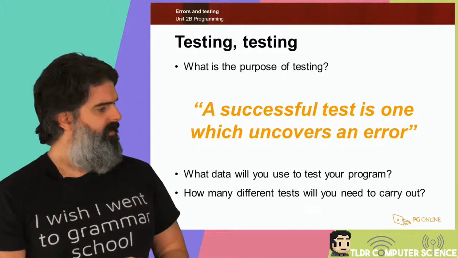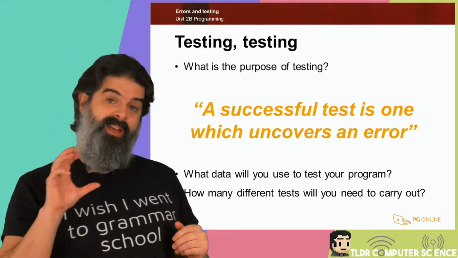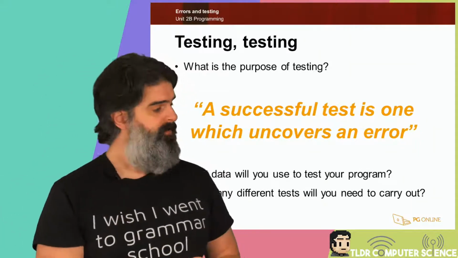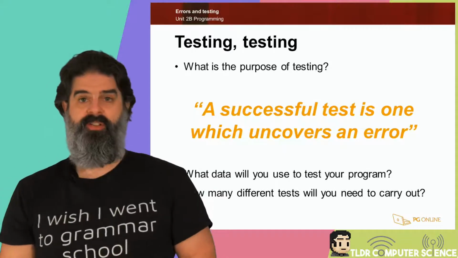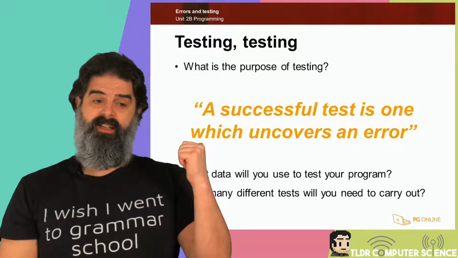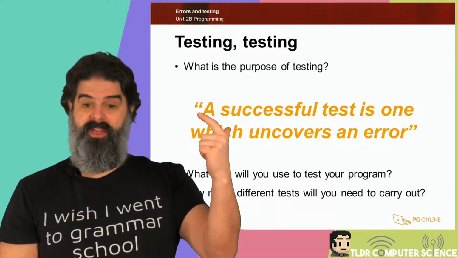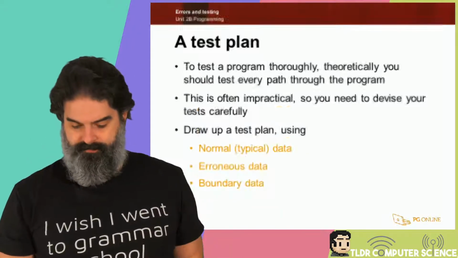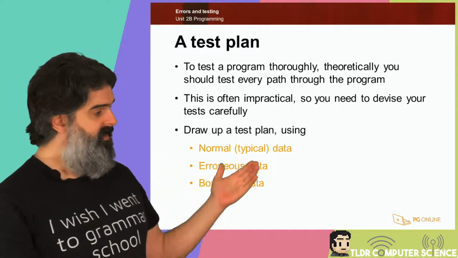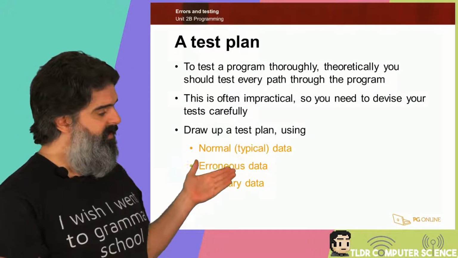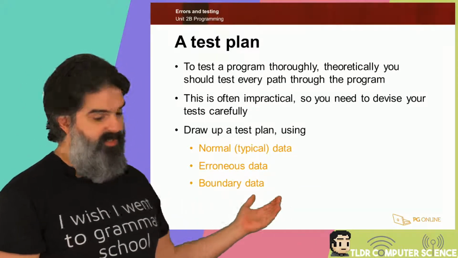Okay. And so we have to figure out what's the right data to put in there to test it out, and how many different tests we're going to do. So we'd have to test for valid, or normal data, erroneous data, so data that's not what it's expecting, and boundary, right on the edge. These are the things that we want to check. So we want to feed in normal, erroneous, and boundary data.